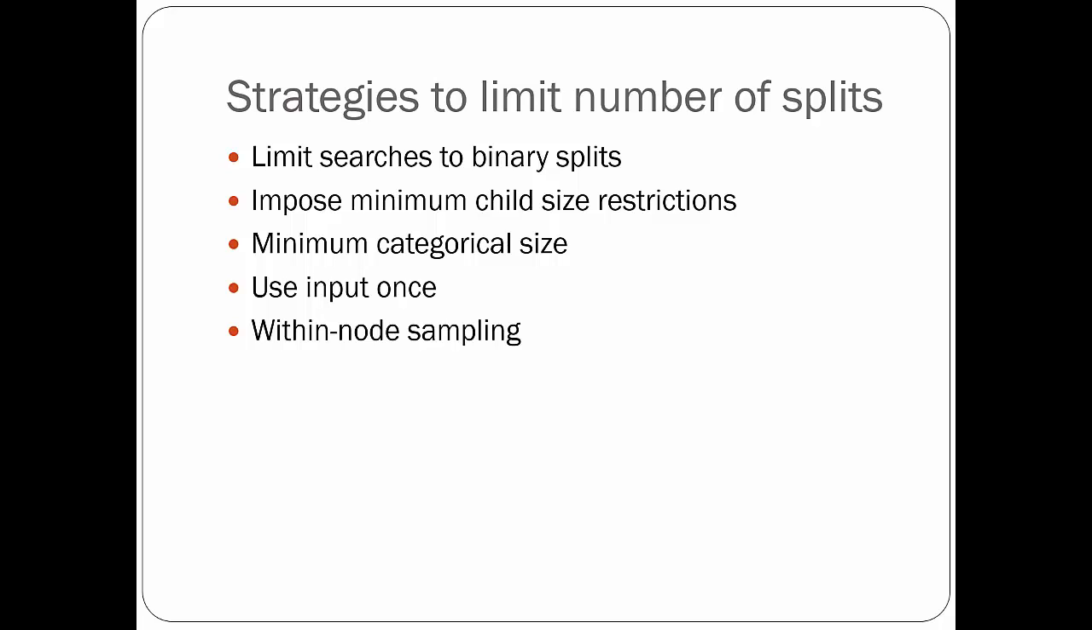One possibility is to say we're going to limit only to binary splits and nothing else. Then you can impose minimum child size restrictions, minimum categorical size restrictions, use input only once, and then you can do within node sampling. So let's look at these.